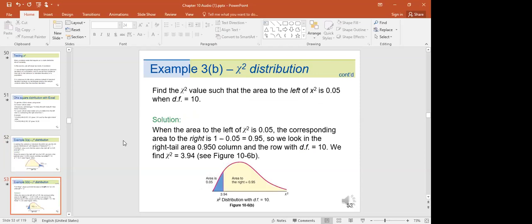Let's do this second one together. Let's find the chi-square where the area to the left is 0.05. What will be chi-square? Can you see the PowerPoint? Yes. So this area to the left of chi-square is 0.05. We want to know what is chi-square. So let's go back there.